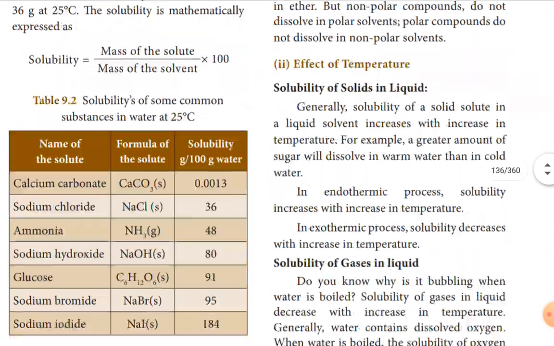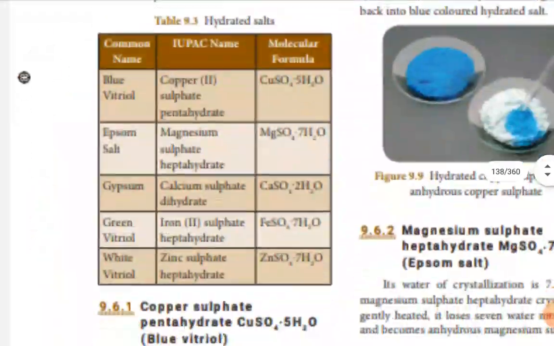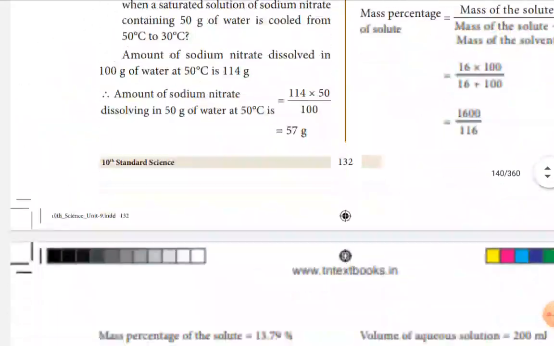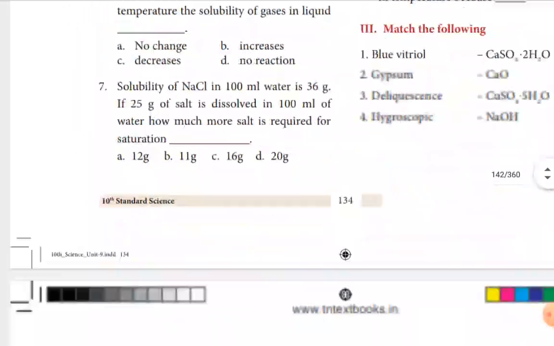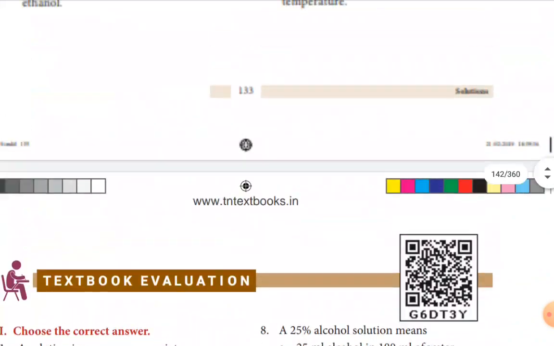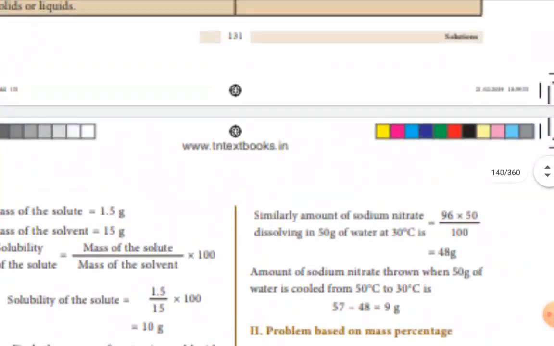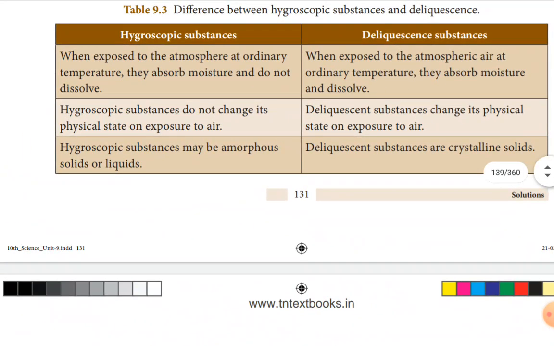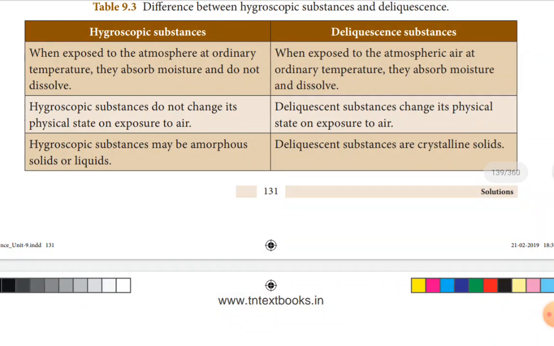Then next question, the fourth question. It is given, differentiate hygroscopic substance from deliquescent substance. So here it is in page number 131.